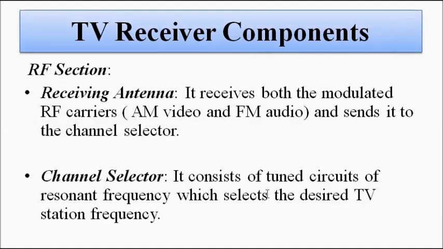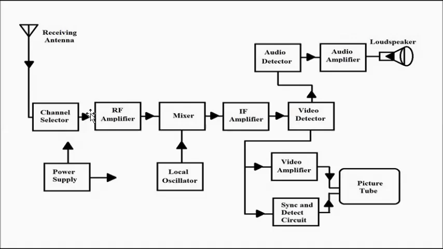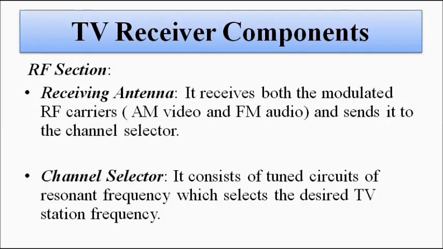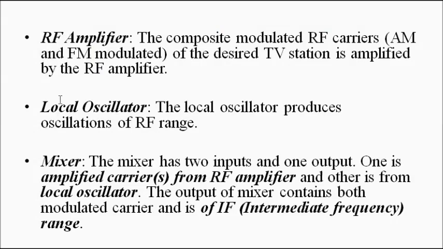Okay, so it is a tuned circuit which has a particular resonant frequency and selects the desired TV station frequency. After the channel selector, we have the RF amplifier. This channel selector selects the particular station frequency, and the frequency modulated and amplitude modulated RF carriers, the high frequency carriers of that desired TV station, are then given to the radio frequency amplifier. The channel selector selects these two carriers when we change to a particular TV station.